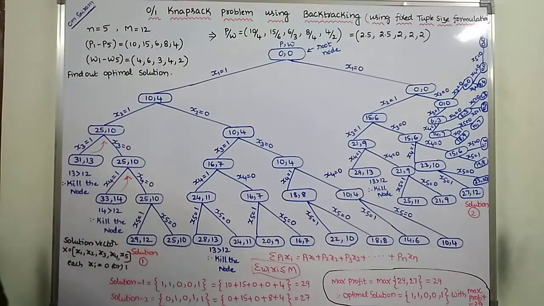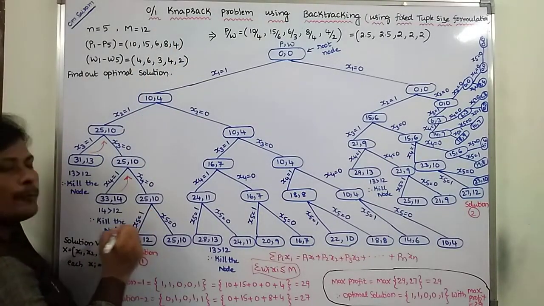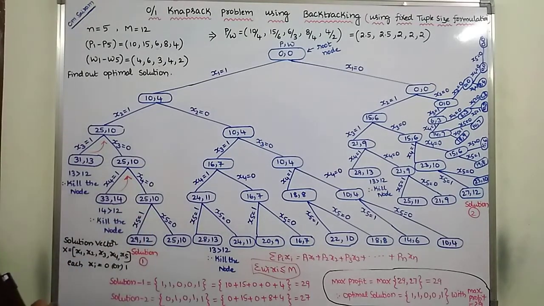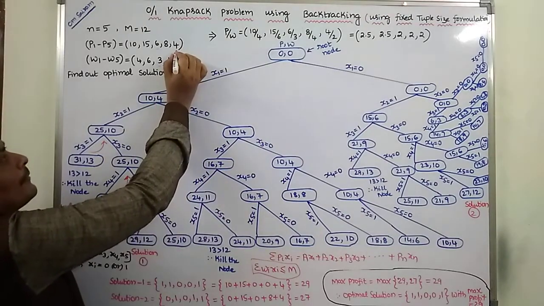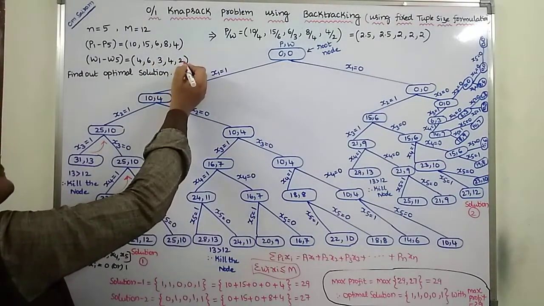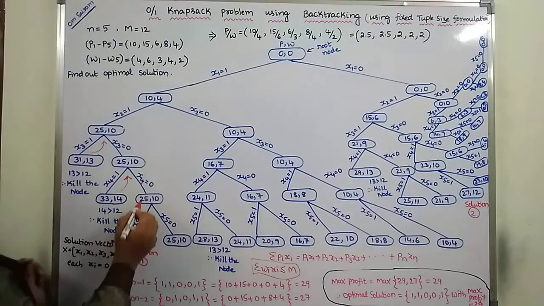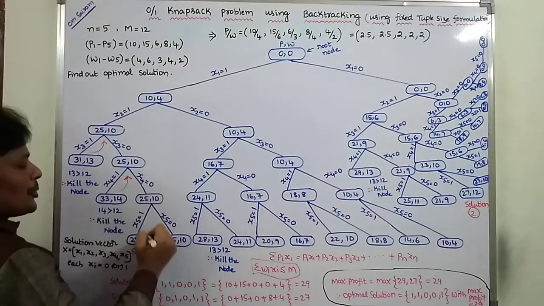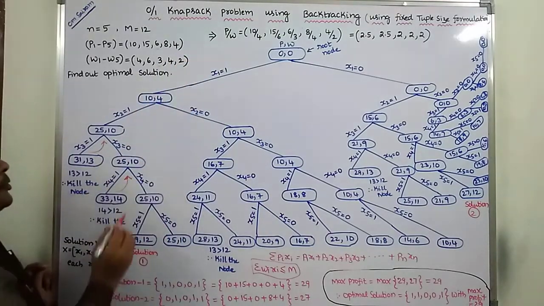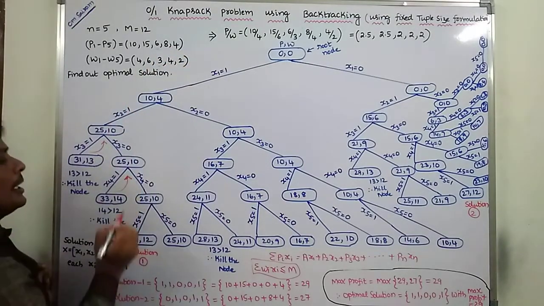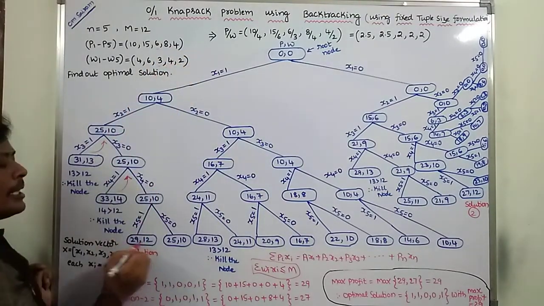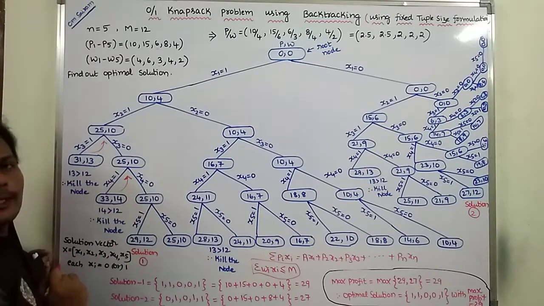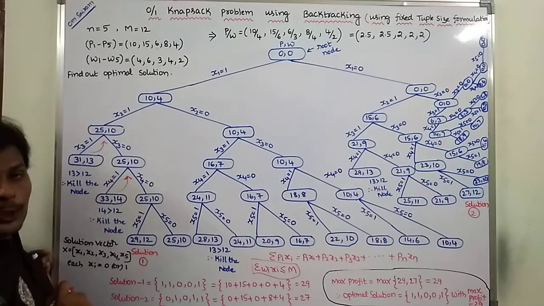Now the fifth object is also there. Now consider the fifth object. How do we consider the fifth object? x5 is equal to 1. So what is the fifth object profit? Fifth object profit is 4 and fifth object weight is 2. So 25 plus 4, that is 29, and 10 plus 2, that is 12. So after considering the fifth object, the profit value is 29 and the weight value is 12.